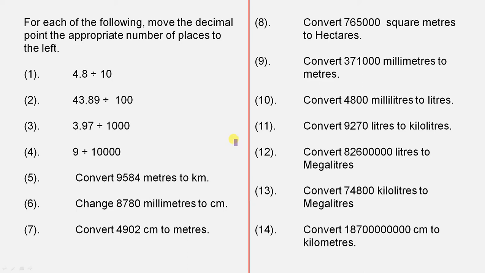Now with conversions between different measurements, it's very, very important to know the conversion. For example, here you need to know how many meters in a kilometre. You need to know how many millimeters in a centimetre. And you need to know how many centimetres in a metre. Once you know those conversions, then the division is easy because it will give you the required number of zeros.